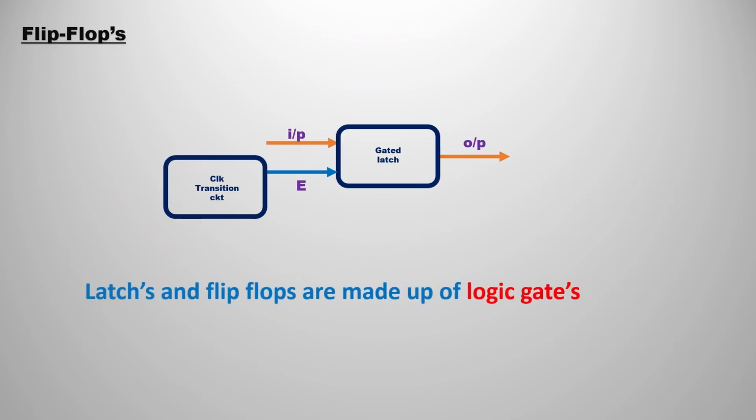If you observe clearly, the flip-flops and the gated latch are somewhat similar. We can build flip-flops with the help of the gated latch also, because in the gated latch we have enable, but in the flip-flop we have clock. In the place of enable we are going to have the clock transition circuit. So that makes the whole one a flip-flop. So we can construct flip-flops with the help of the gated latch also.